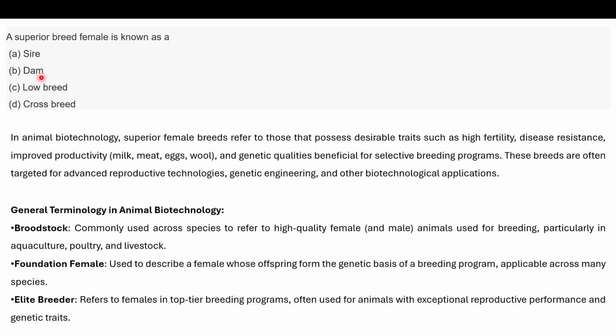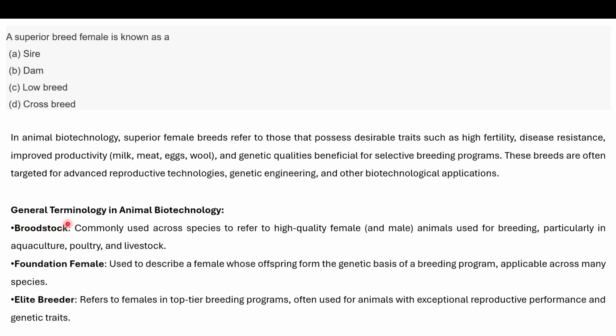Now, the next question is: a superior breed of female is known as what? In animal biotech, superior female breeds refer to those that have desirable characteristics like high fertility, disease resistance, improved productivity like milk, meat, eggs, or wool, and genetic qualities beneficial for selective breeding programs. These superior breeds are often targeted for advanced reproductive technologies, genetic engineering, and other biotechnological applications.